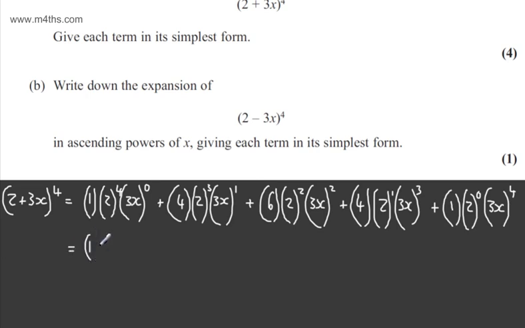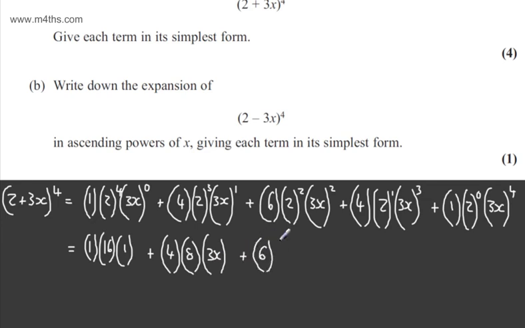We're going to have 1 multiplied by 2 to the fourth, which is 16, multiplied by 1. Then we're going to have plus 4 multiplied by 2 to the power of 3, which is going to give me 8, multiplied now by 3x. Then we'll have plus 6 multiplied by 2 to the power of 2, which is 4, and then we're going to have now 3x, which we need to square, which will be 9x squared.